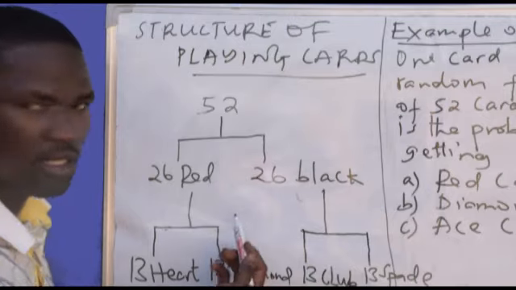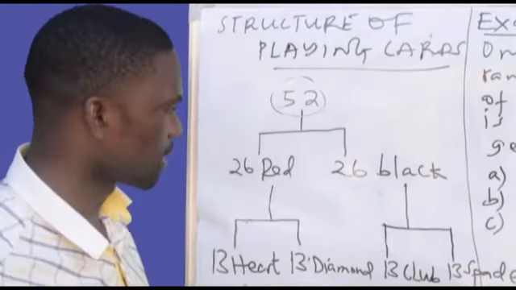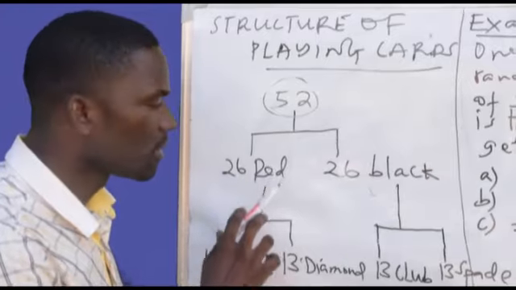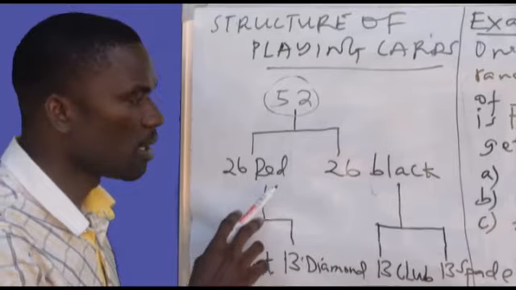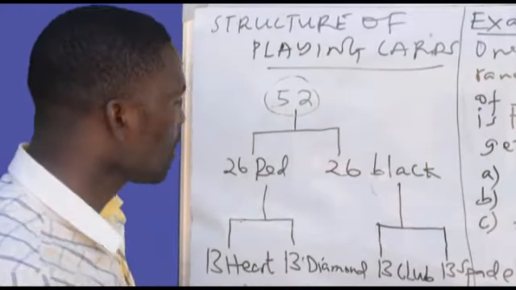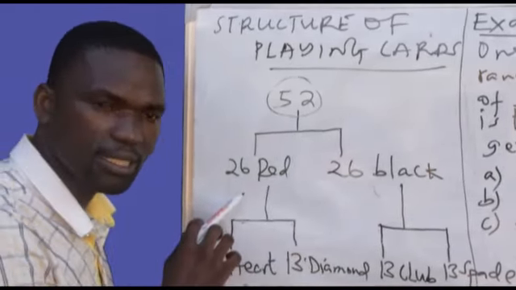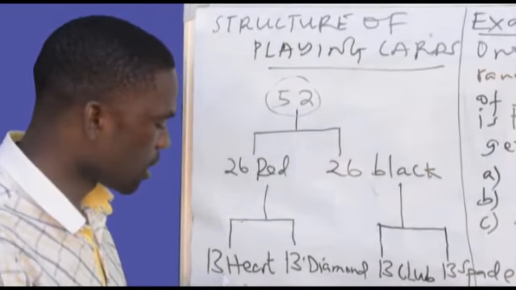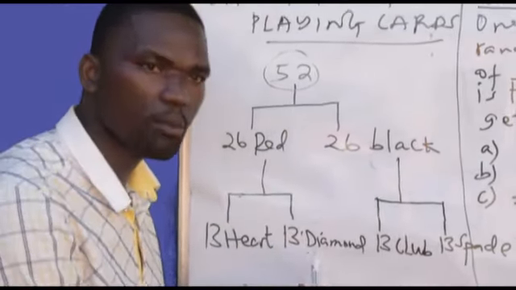The structure is this: you have a total of 52 playing cards, but among these 52 playing cards, 26 of them are red in color, and the remaining 26 are black. But from the red cards, which are 26 in number, half of the 26, which is 13, are heart cards, and the remaining half is diamond cards.